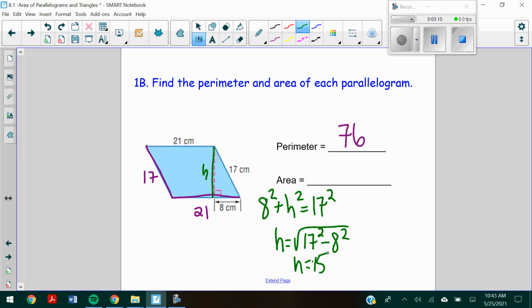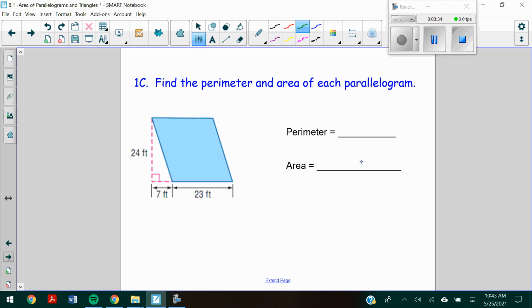So go ahead and take your 15, your height, times your base, which is the entire 21. So 15 times 21. And we end up with it being 315. Okay, so I want you to go ahead and pause the video here and see if you can find my area and my perimeter for this. To find your perimeter, you will need to find this hypotenuse here. So use your Pythagorean theorem. So pause the video here.